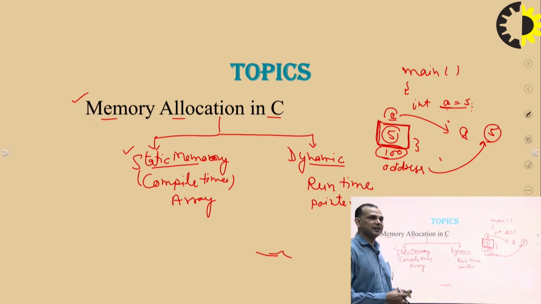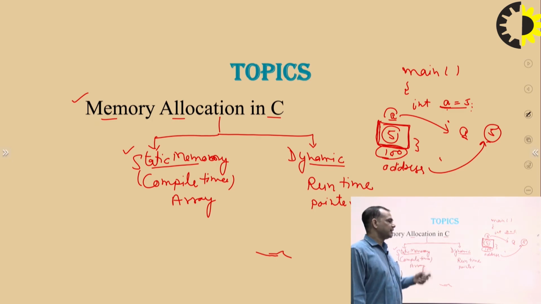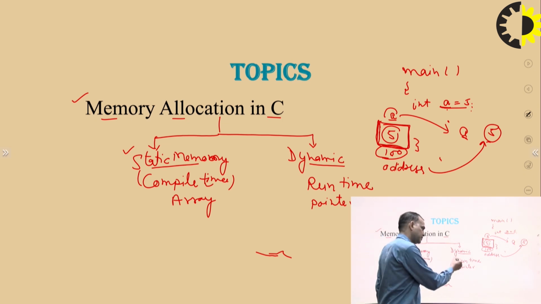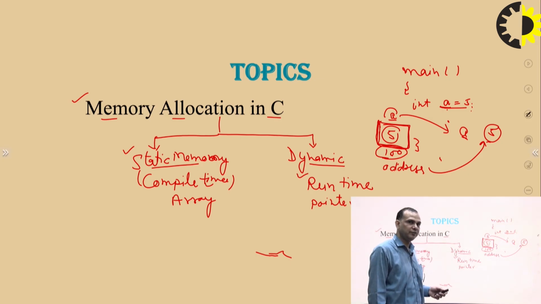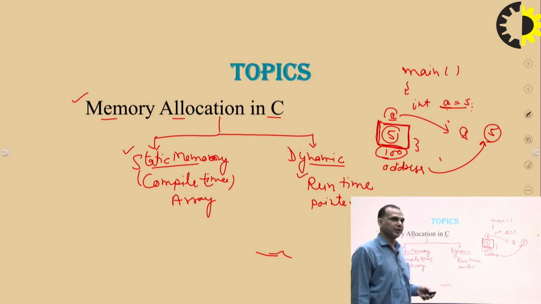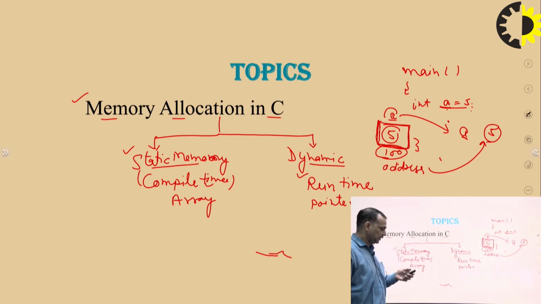Number one is static memory allocation. Second is dynamic memory allocation. Static memory allocation is done at compile time, while dynamic memory allocation is done at runtime. Static allocation is done with the help of arrays, and in dynamic memory allocation we use pointers. So we will explain one by one in brief what static memory allocation and dynamic memory allocation are, and how we can allocate the memory with the help of static memory and dynamic memory.